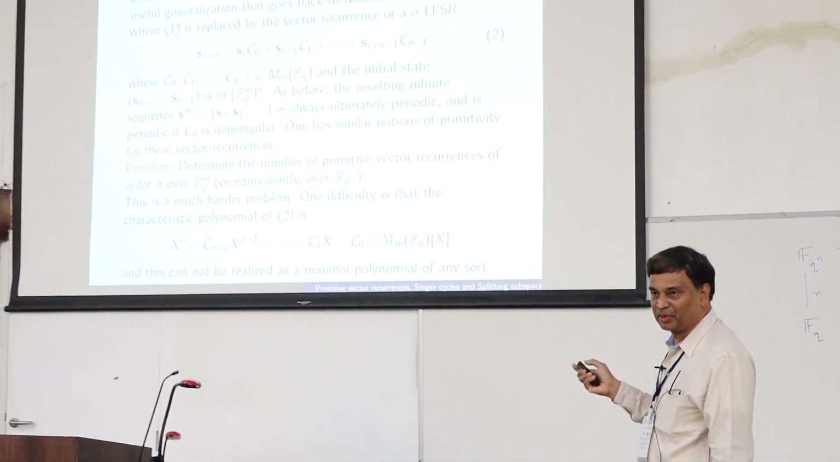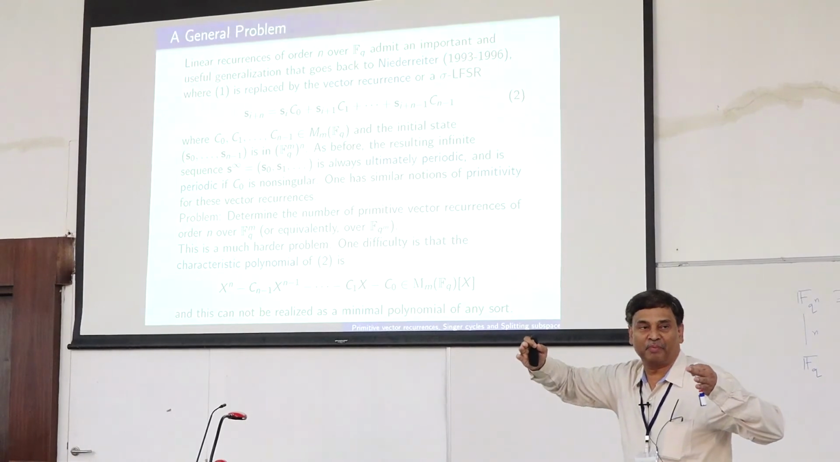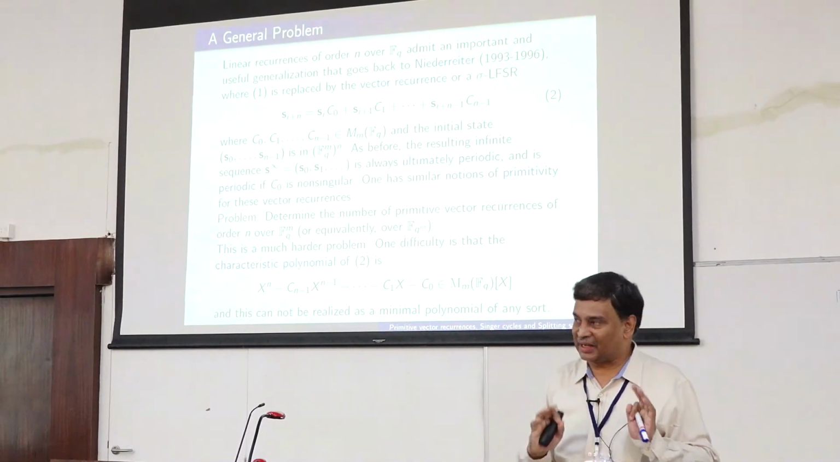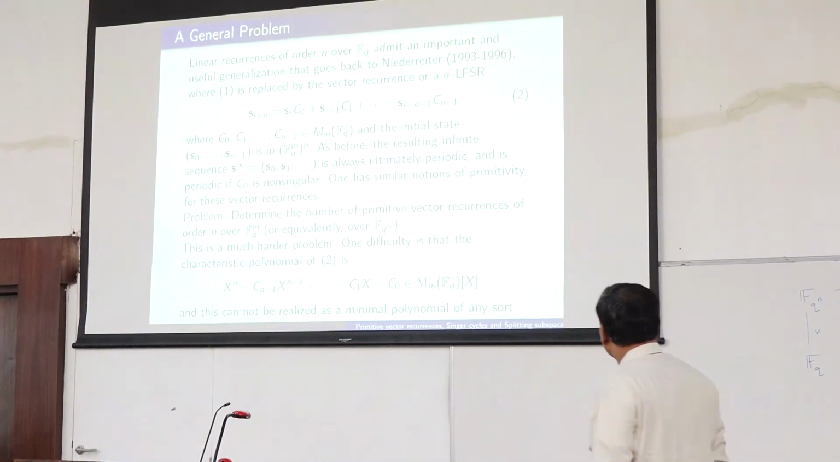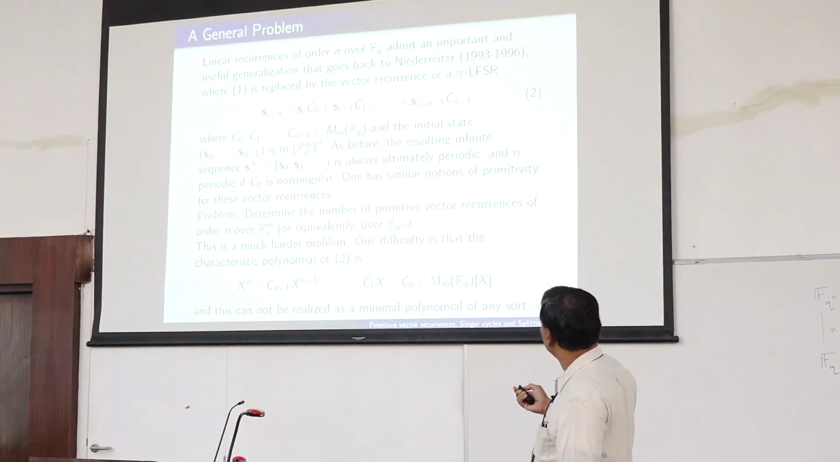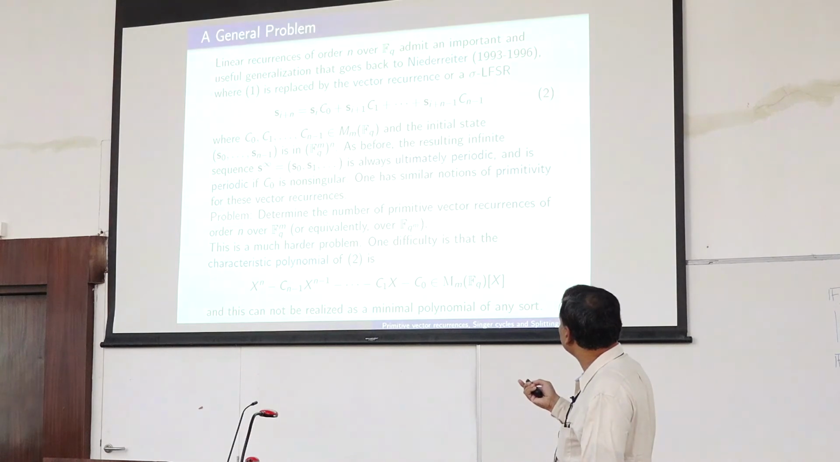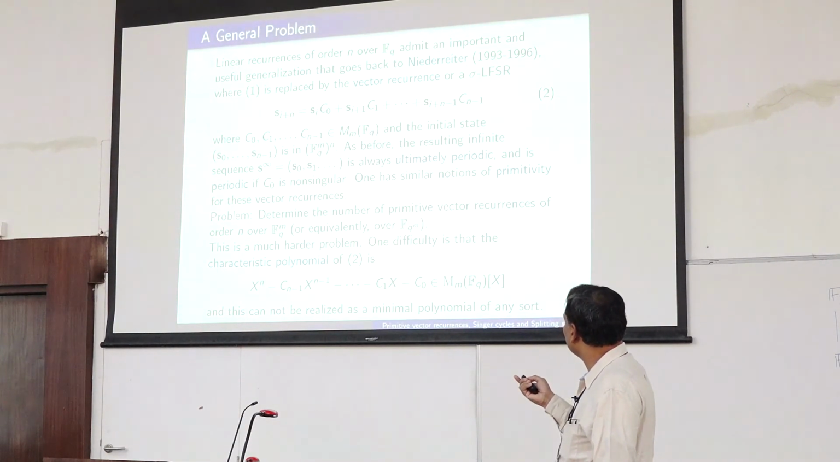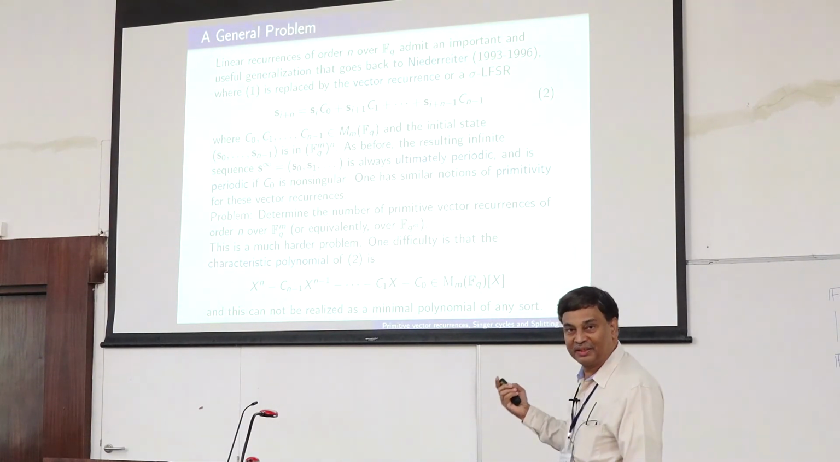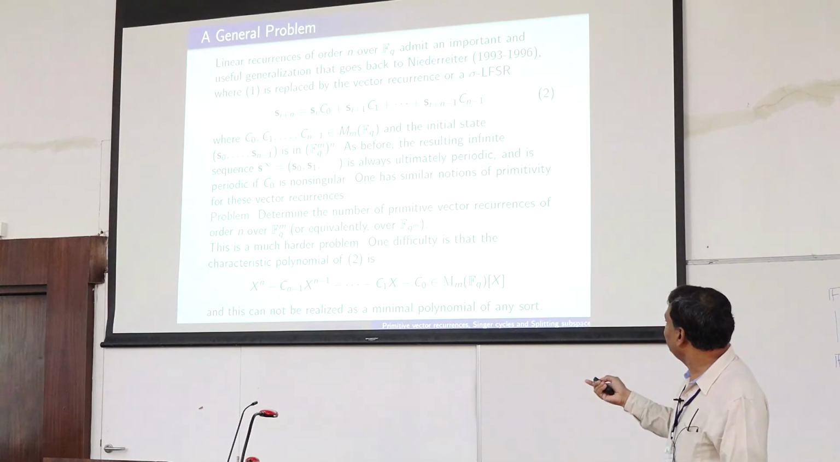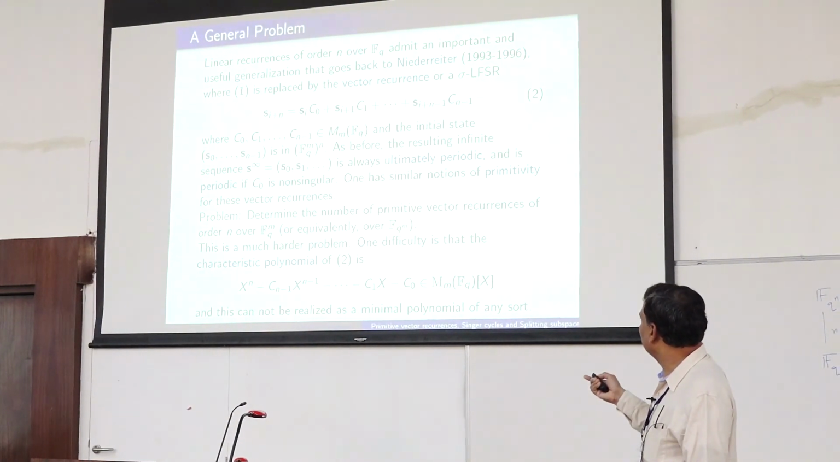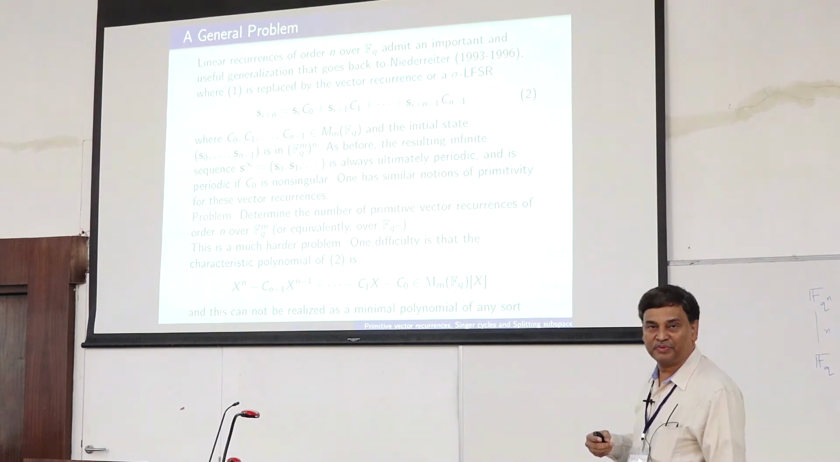Capital Ci's are m cross m matrices. I am thinking of my vectors as row vectors, which is standard in cryptography. In mathematics courses, I would be thinking of them mostly as column vectors and write it on the right, but here I am thinking of them as row vectors. So, this is a 1 cross m multiplied by m cross m, that is a 1 cross m vector again, and you have the same recurrence relation, okay, for all i going from 0, 1, 2 up to n.